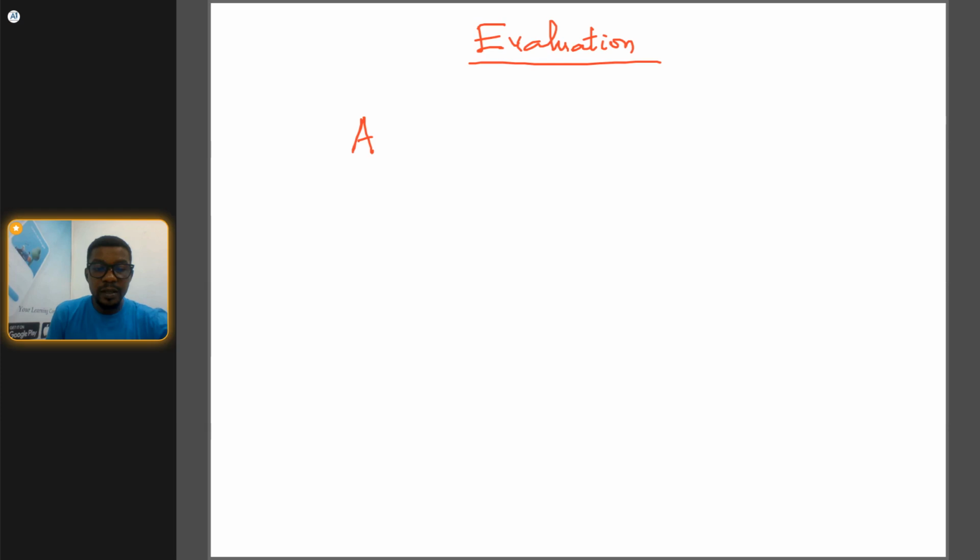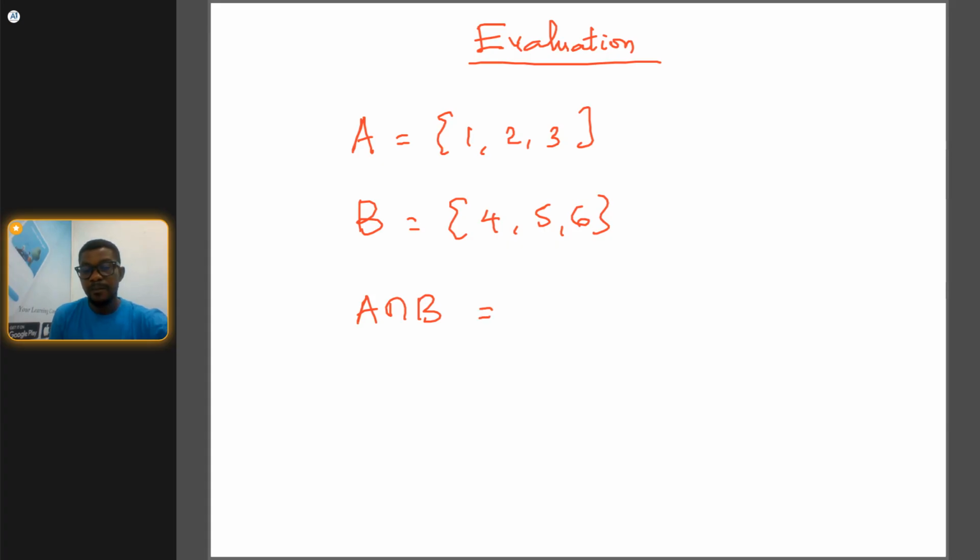If set A equals 1, 2, 3, and set B equals 4, 5, 6, what is A intersection B? I'm waiting for your response in the chat box. What is A intersection B?